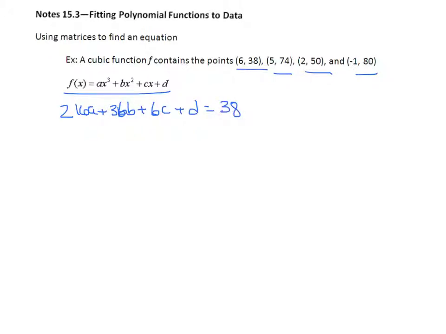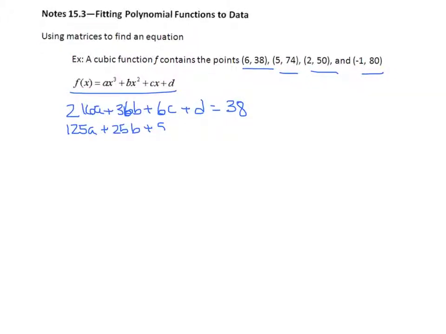We did this earlier in the year. Now we're doing it again. We're going to be doing it with some larger functions as well. Then we go down to the next data point, which is 5. So we do 5 cubed, 125a plus 25b plus 5c plus d equals 74.